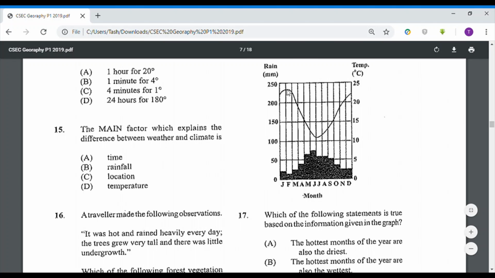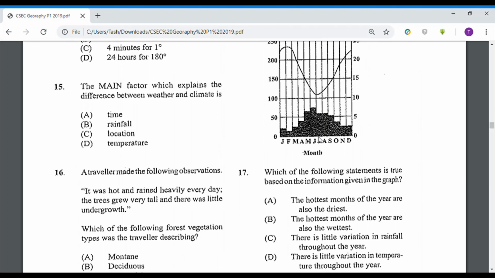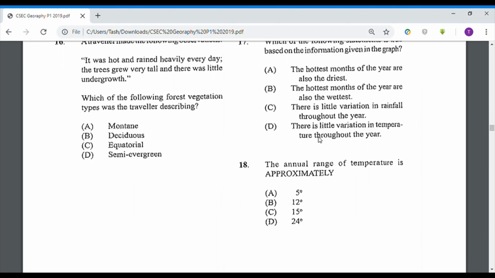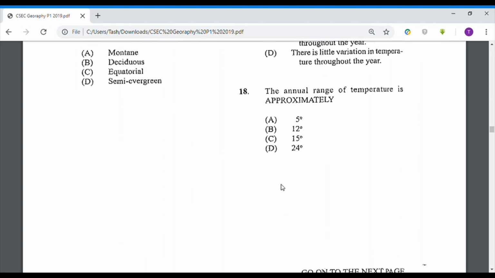Here, temperature, this is 20. We're close to 25, so we can say the highest would have been approximately 24 degrees Celsius. And our lowest here, 10, maybe 11. So 24 minus 11 would have given us 13. So our answer in this case would have been 12. The annual range of temperature is approximately 12 degrees. So that is letter B.